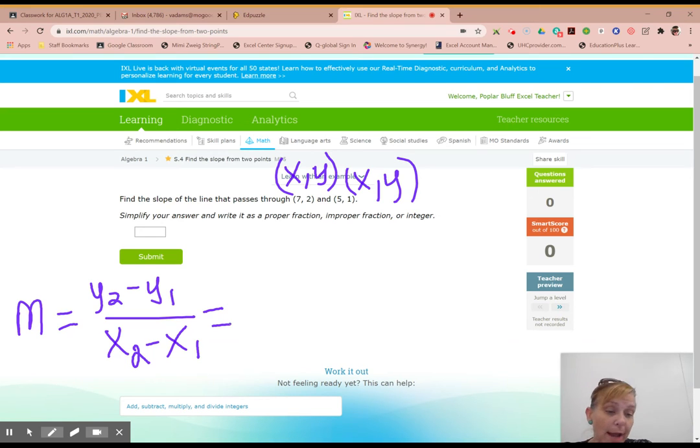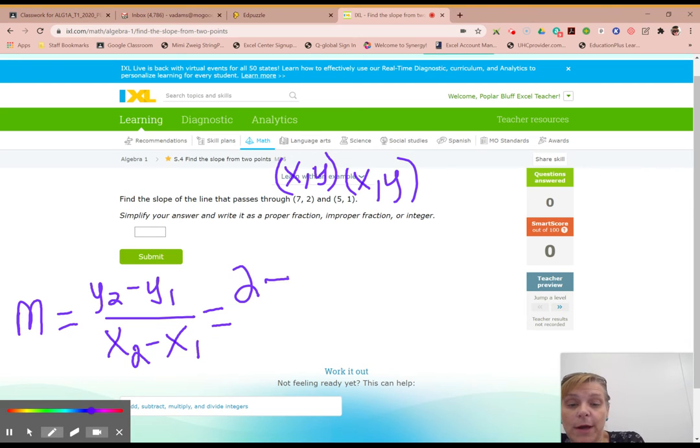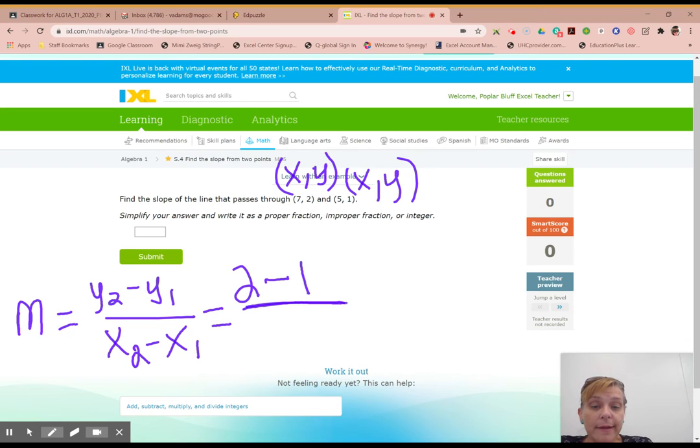So let's look over here at our y's. Remember, our y's are the second point in the coordinate pair. So we have a 2 and a 1. So we're going to do 2 minus 1 because that is our y, our 2 and our 1. And since we started with the 2, which is the y in this pair, we have to start with the 7, which is the x in the same pair. So then we have 7 minus 5 on the bottom.